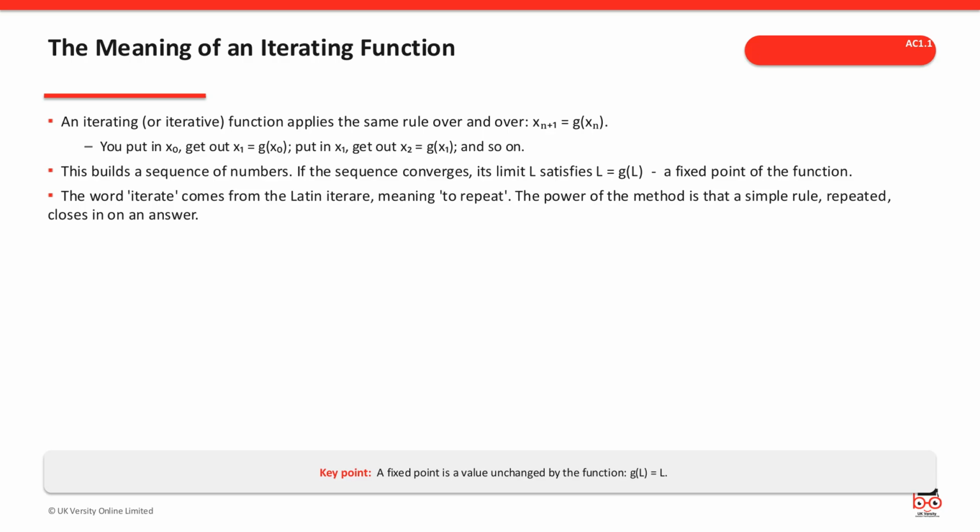Let's look a little closer at what an iterating function actually does. It applies the same rule over and over. You put in x0 and get out x1, put in x1 and get out x2, and on it goes, building a whole sequence of numbers. If that sequence converges, its limit L satisfies L equals g of L, and we call that a fixed point, a value the function leaves unchanged. The word iterate comes from the Latin for to repeat, and the real power is that one simple rule, repeated, closes in on the answer.